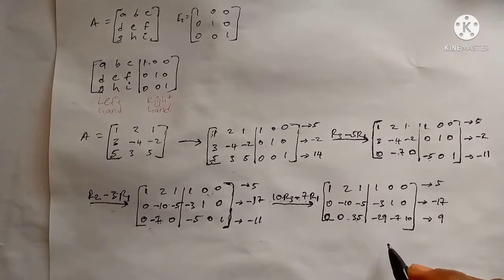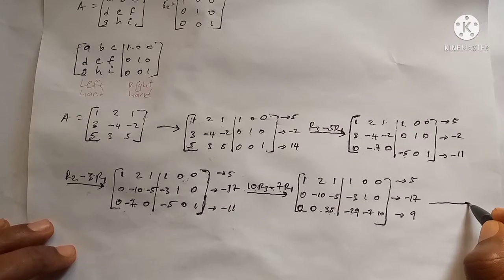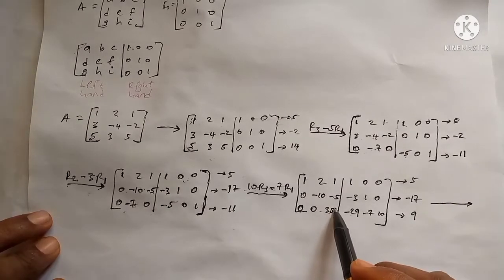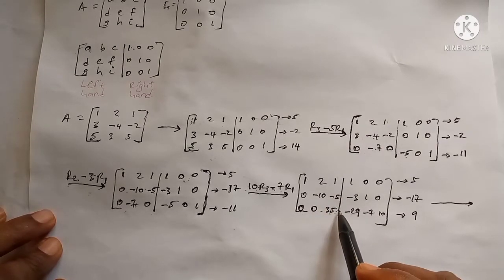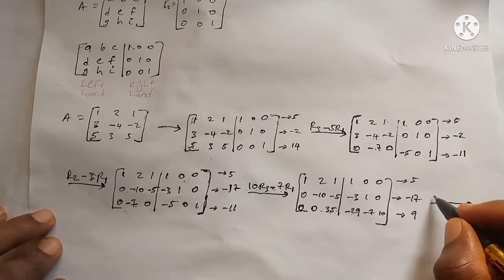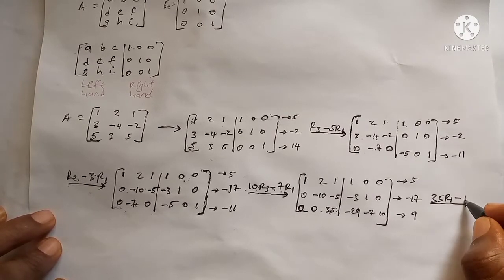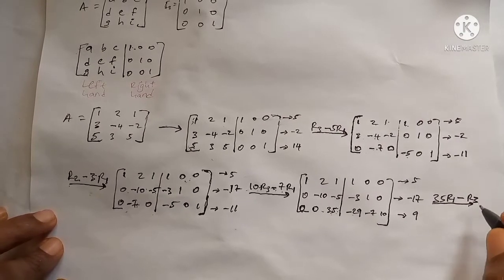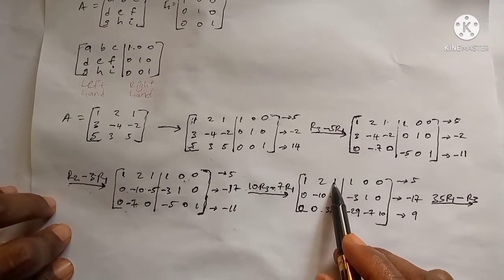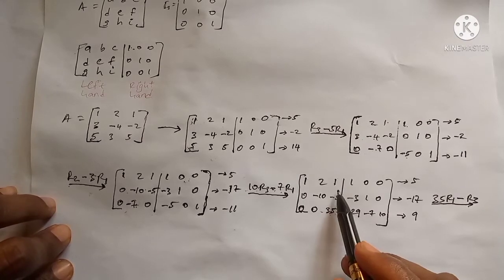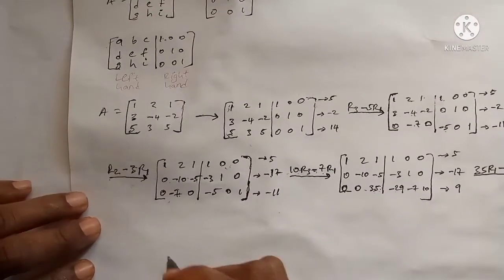Now what's the next thing we are going to do here? We are going to say we want to make this one 0, and then we want to solve it together with this row 3. Remember, we are going to use 35 row 1 minus row 3. Now why do you say 35 row 1 minus row 3? 35 times 1 will give us 35. Then minus this 35 will be 0. You understand? Now 35 minus 35 is 0.